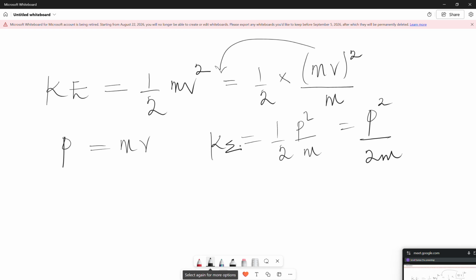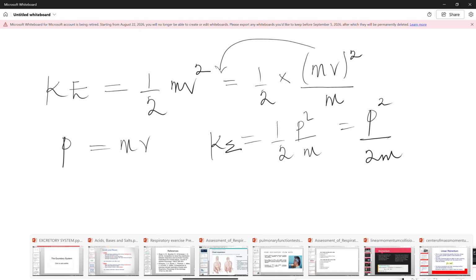So kinetic energy is related to momentum by saying that kinetic energy is equal to momentum squared over twice the mass of the object. So that's about that one. So let's get back to the presentation.